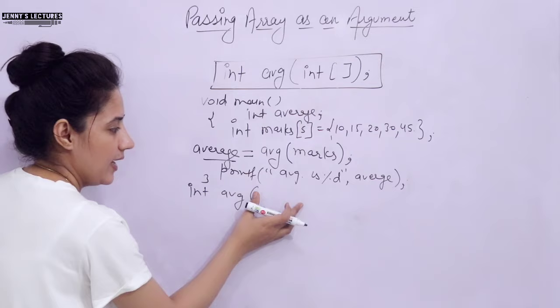And after this, average is equal to sum divided by size of array, that is how you will calculate average, and then return average. So here in the for loop we have a semicolon, right. So now let us run this and see what output you will get.